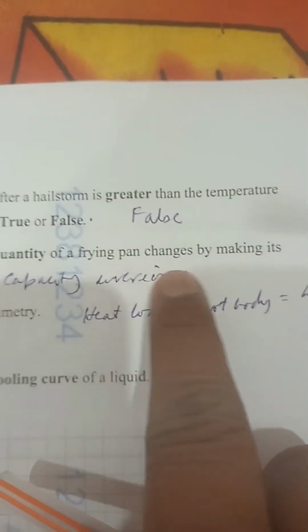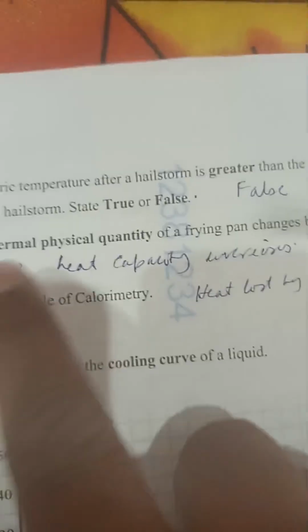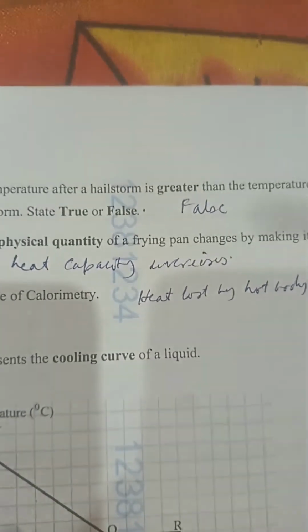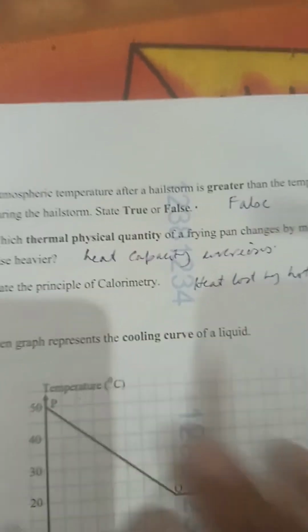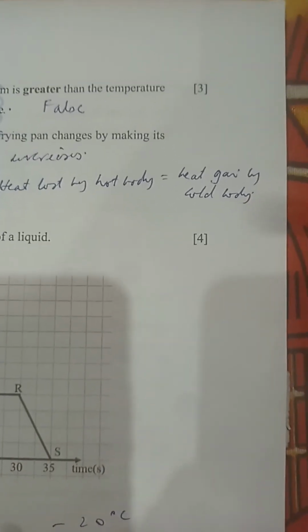Second part: which thermal physical quantity of a frying pan changes by making its base heavier? So when we make the base of the frying pan heavier, we do this to increase its heat capacity. So by increasing the heat capacity, what will happen? It will get heated slowly, and the heat provided for cooking will be at a slow rate, so that cooking can take place slowly.